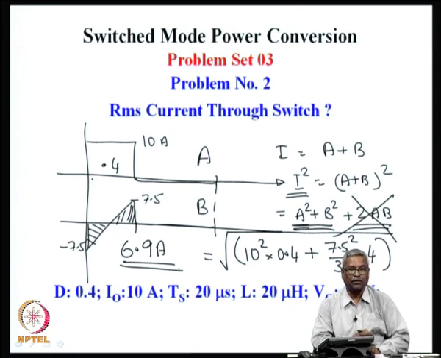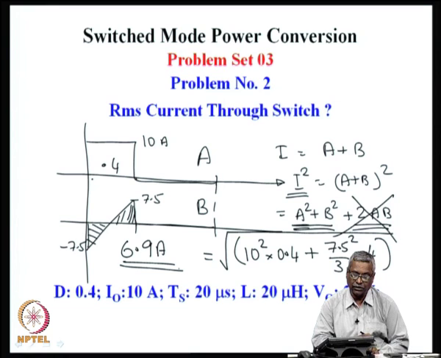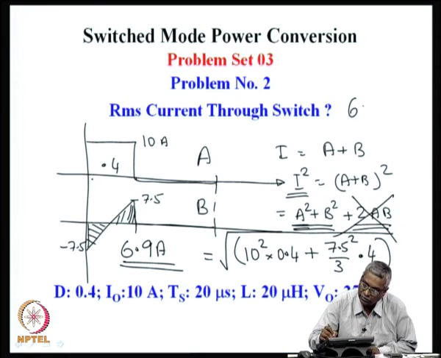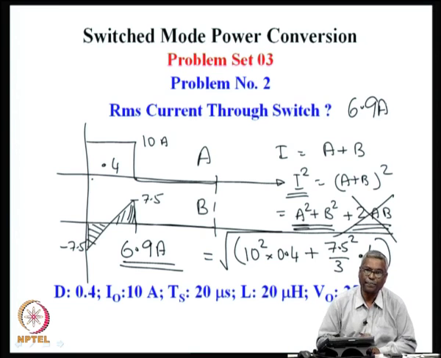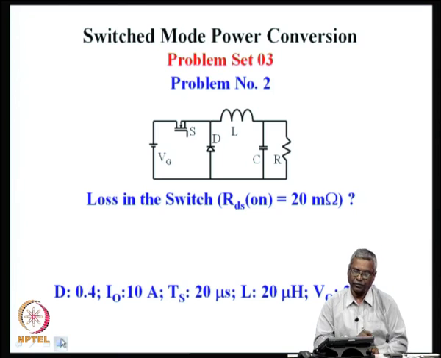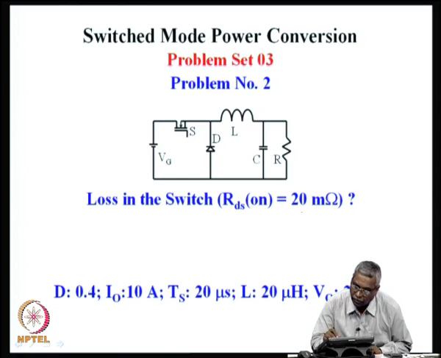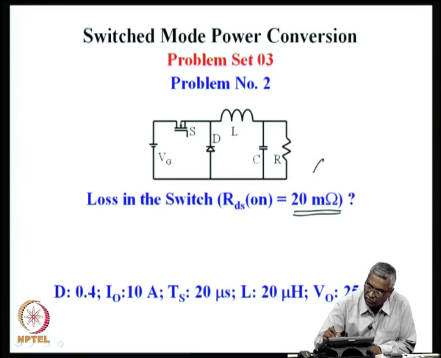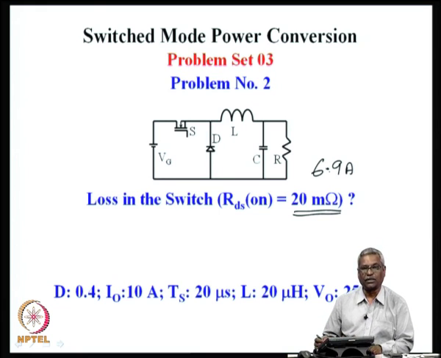The RMS current through the switch is 6.9 amperes. The switch itself has an on-state resistance of 20 milliohms, and it has an RMS current of 6.9 amperes. So, then what will be the loss in the switch?